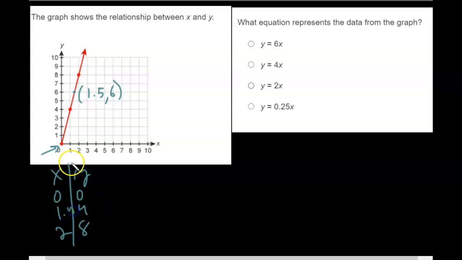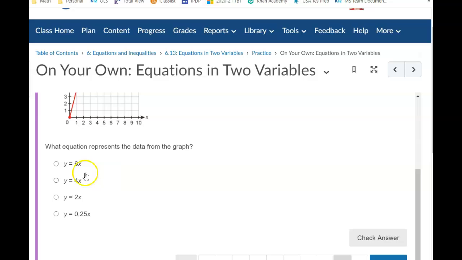1 times 4 makes 4. 2 times 4 makes 8. How about this? Is 1.5 times 4 equal to 6? It is. So that would work too. So I believe it's just going to be y is equal to 4 times whatever x is. That is one of the answer options. y is equal to 4x.